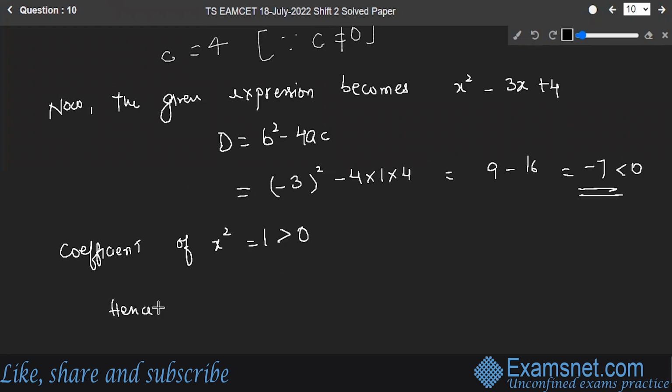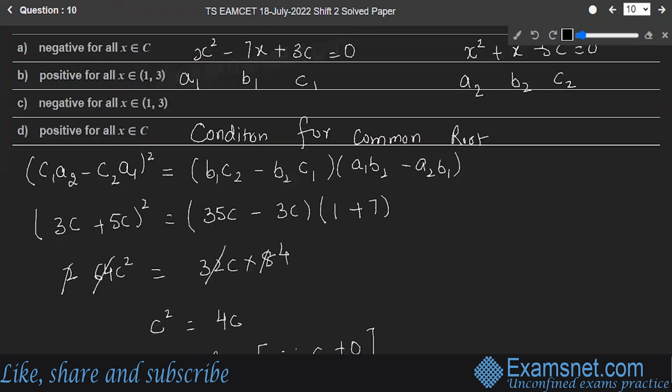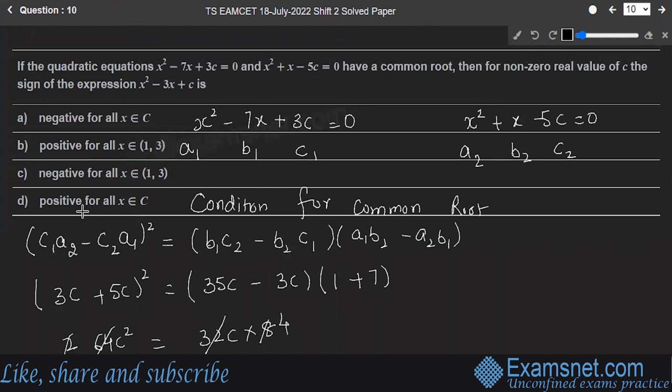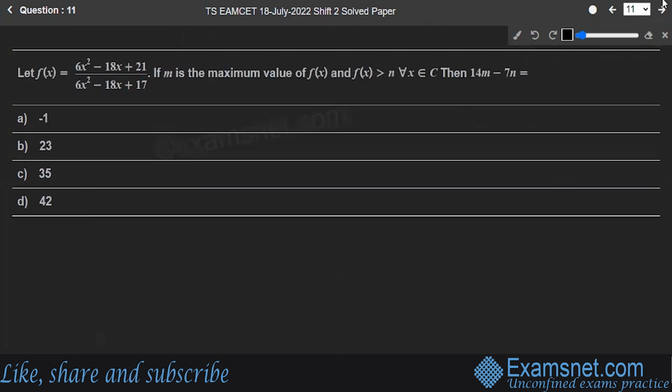Hence, the given expression is positive for all x belonging to real numbers. Okay. So that means we have option D as the correct answer. Hope you understood this. Let's move to the next question, number 11.